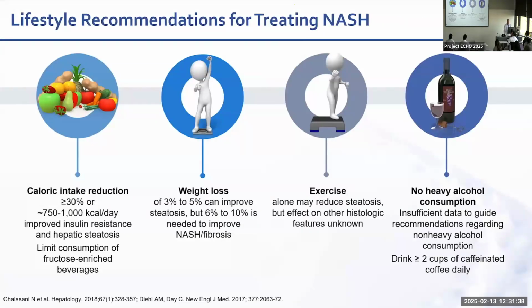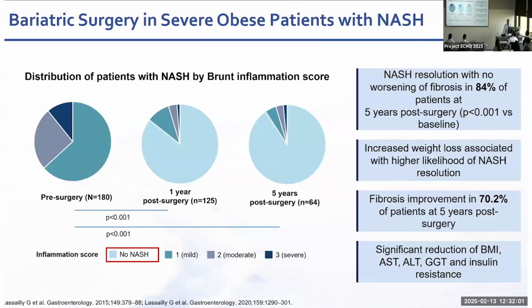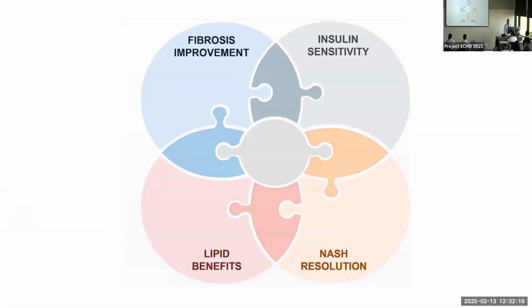So caloric intake reduction is important, weight loss is important, exercise, and of course, alcohol is another cause of fatty liver disease. We should stop or at least decrease the amount of alcohol consumption. We know the importance of bariatric surgery, especially in severely obese patients and diabetic patients. It helps for certain. We know that at the 5-year point, in 84% of the patients, we got some NASH resolution, and also, 70% of these patients had improvement in fibrosis.